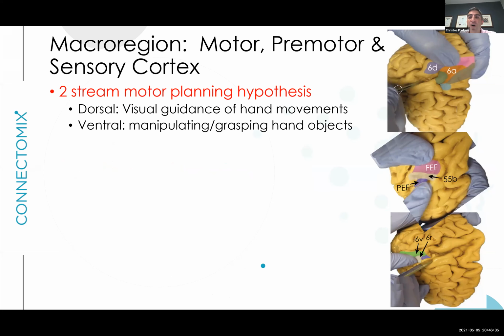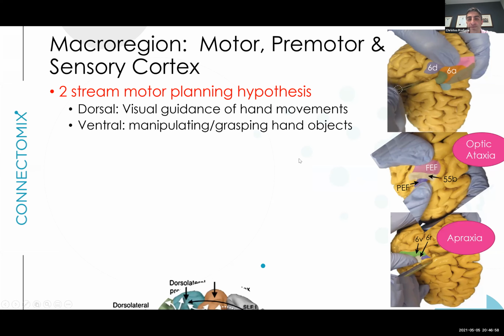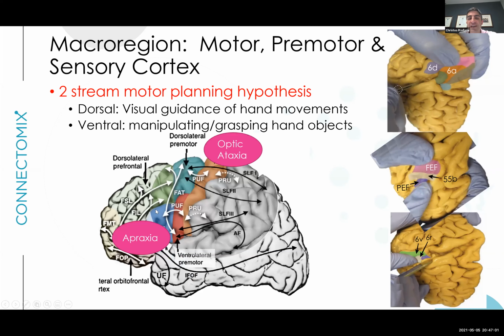Now, if we look at models in terms of how the premotor area works, one popular model is a 2-stream motor planning hypothesis, which breaks down the premotor area into a dorsal premotor area and a ventral premotor area. So our dorsal premotor area is 6A and D, and our ventral premotor area is 6R and V. Now, the connections become interesting, and so do the clinical presentations.